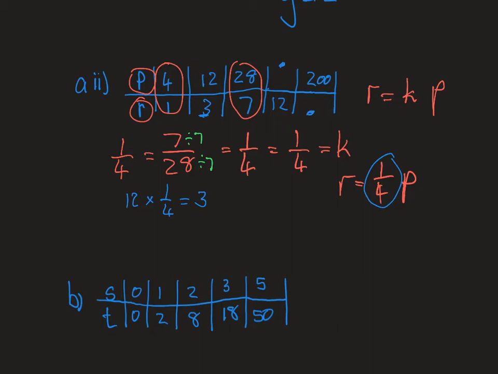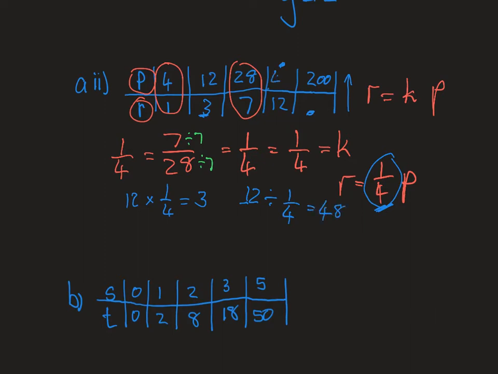If we go from the bottom row to the top row, then we're going to divide by this value, the value of k, because we're going basically the other way around, or the wrong way around. So here we'll go 12 divided by a quarter. You can once again use your calculator and you'll get the value 48.